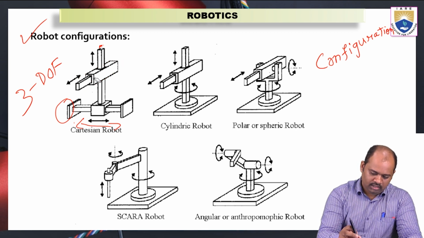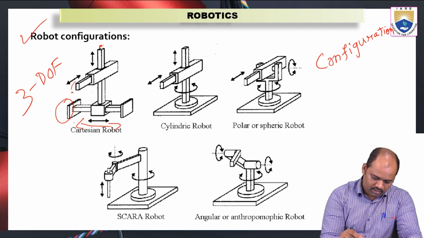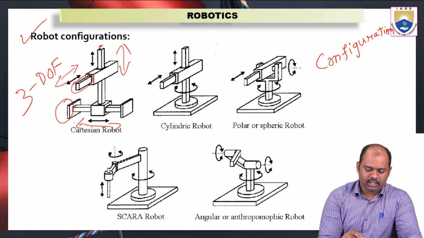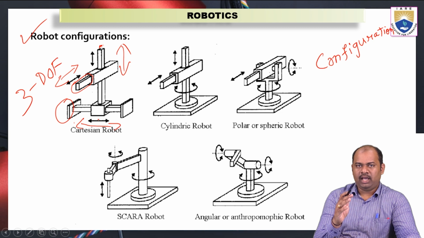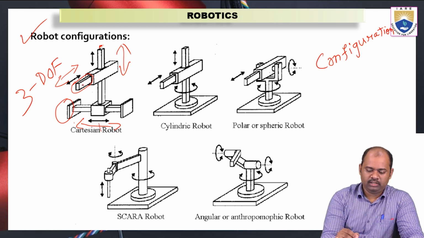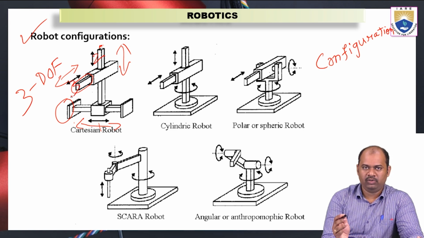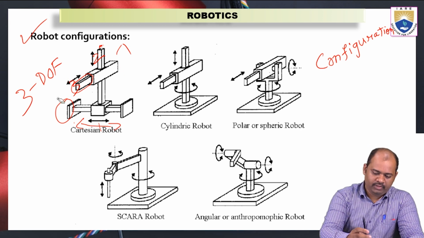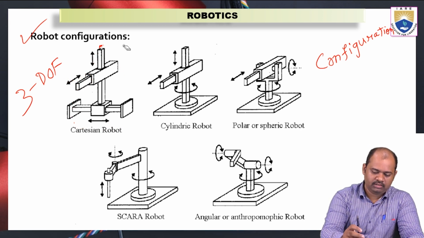And again, in this link, another small link is there. This link can move in this direction. Overall, it has three axes which are perpendicular to each other. Now this axis is 1, this is 2, and this is 3. All these three axes are perpendicular to each other, which allows this robotic arm to move in three different motions. 3 degrees of freedom is possible for this motion.